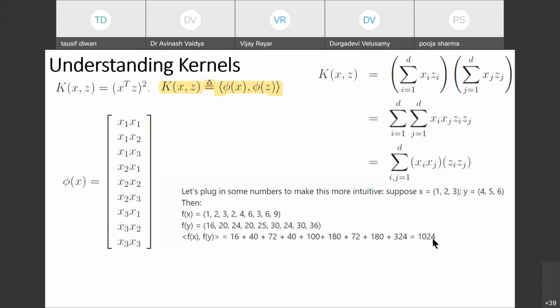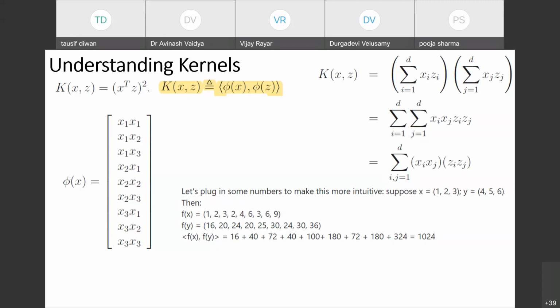Is it clear? Kernel trick is there. It is not at all required. It is not required to transform x into phi of x. It is not required to transform y into phi of y and then perform element-wise multiplication. All these things are not at all required.